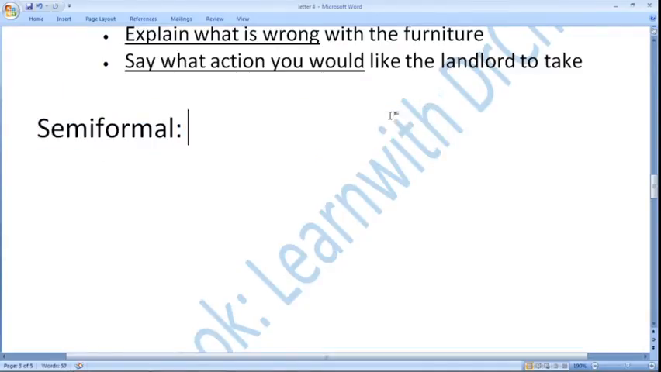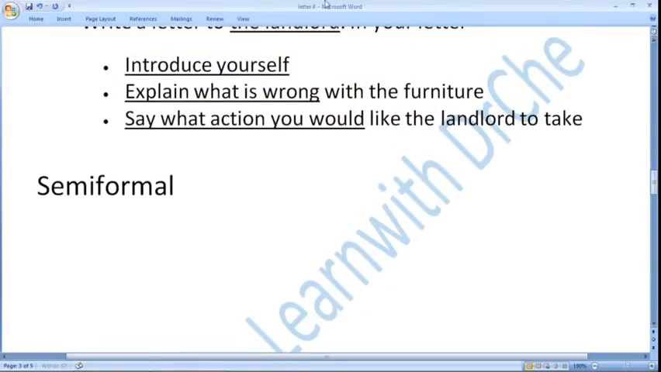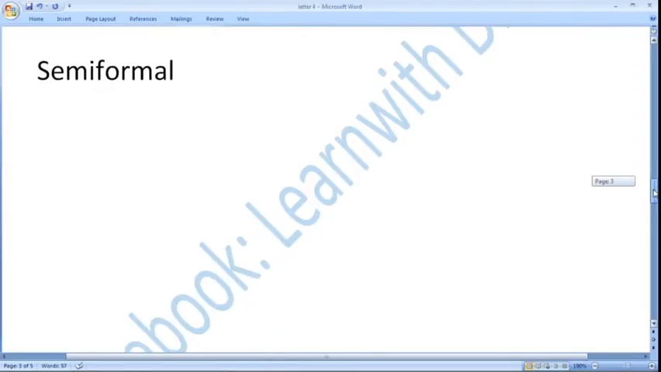And how many pieces of information are there? First of all, you have to introduce yourself, one piece of information. Explain what is wrong, one piece of information at least. You can write more, but this is not in plural. Say what action you would like, so it can be one action, two actions. It is not mentioned here that you have to write more than one action.